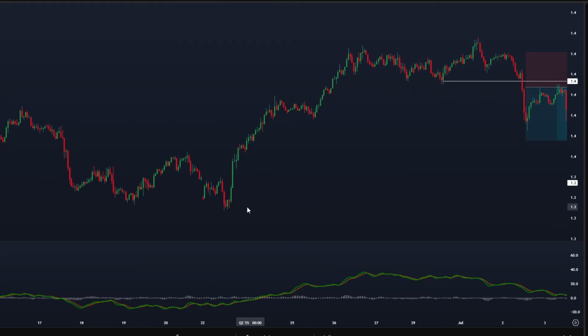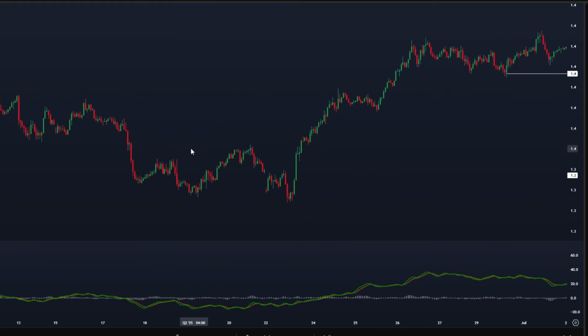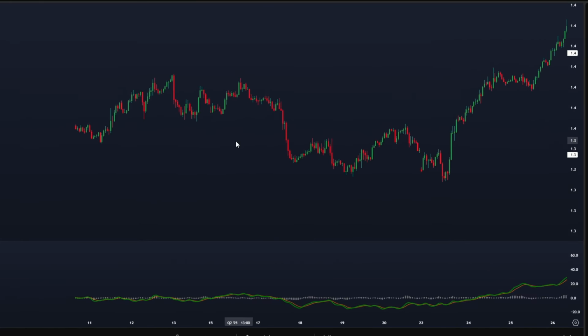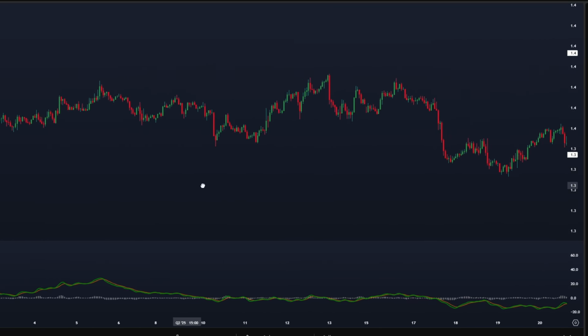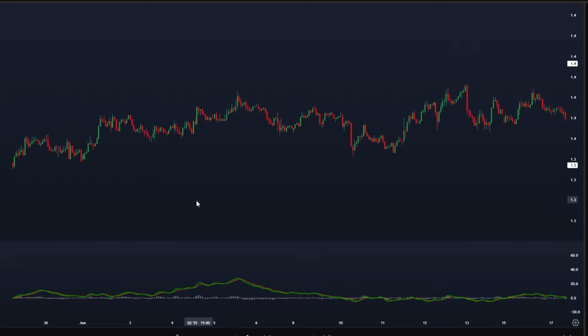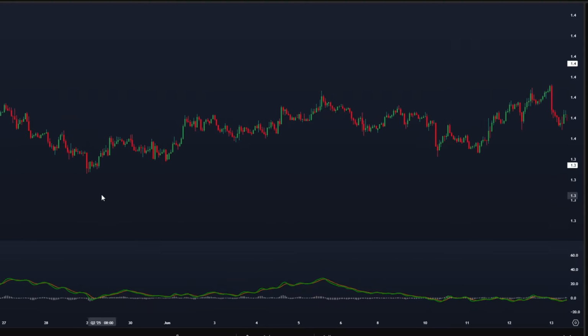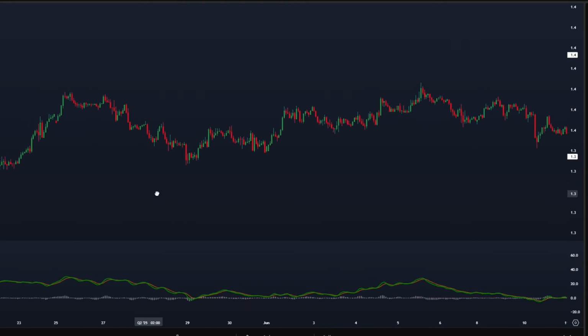No indicator is perfect. Losing trades are part of trading. This is what allows you to stay in the game long enough to catch the high-quality setups that actually matter. That's the complete way to use the volume flow indicator with price action.